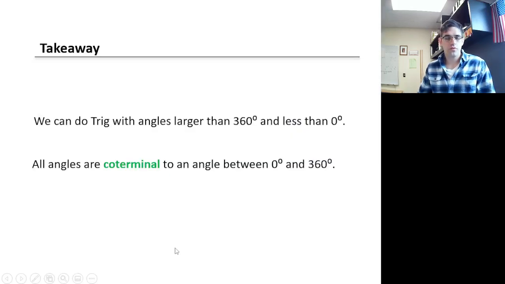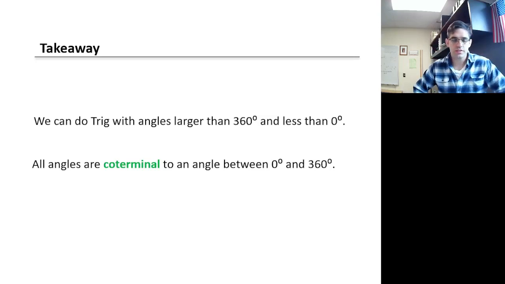Alright, so now we've looked at trig angles that are larger than 360 and less than 0 degrees. And now we know how to identify coterminal angles, and we know what coterminal angles are.